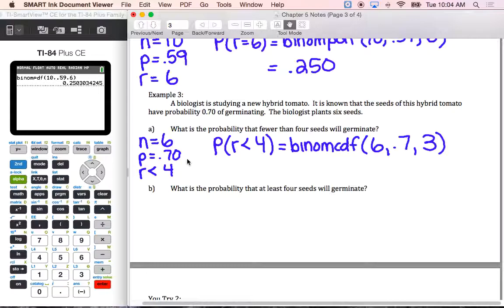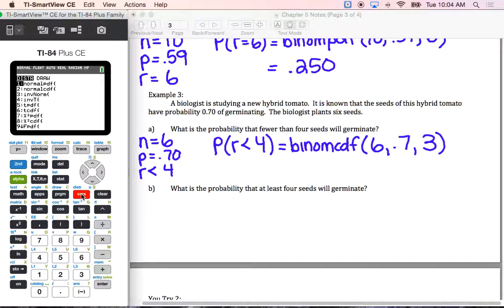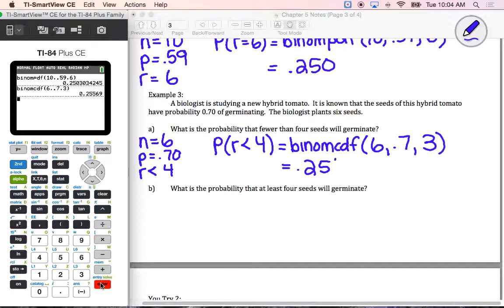So again, we're going to go second vars. And we want to scroll until we get the CDF now. So binomial CDF. I've got 6, 0.7 and 3. So that should be what you have on your calculator for those of you with 83s. And it shows me if I do 3 decimal places to be about 0.256.